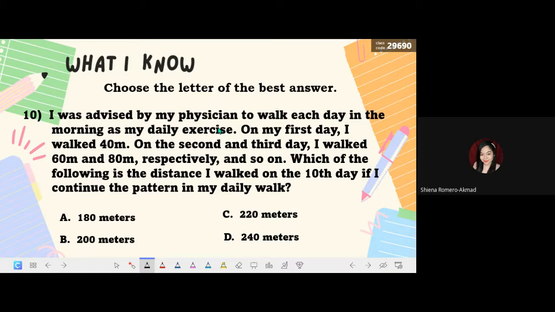So, we have 40, 60, 80. And kapag tinuloy niya yun on the 10th day, he'll be walking 220 meters. So, correct. The answer is correct. Ano lang yan? Add lang tayo dyan ng 20, no? For us to get 220 for the 10th day. Any question regarding this problem? If none, we will proceed.